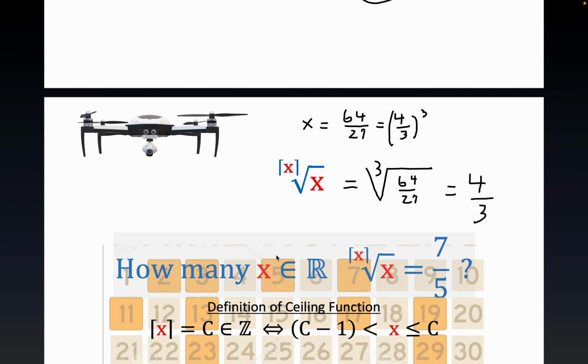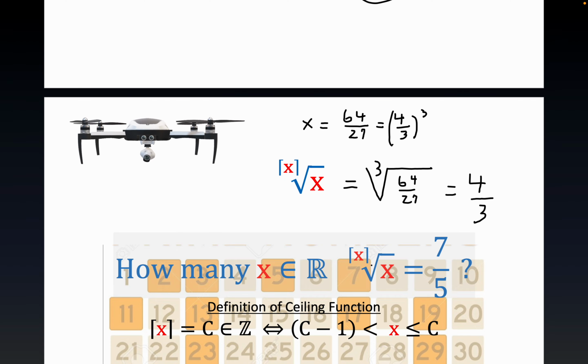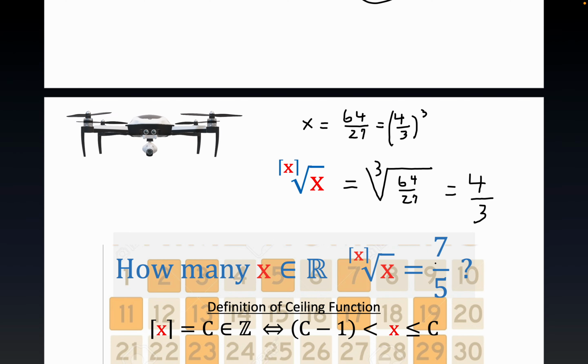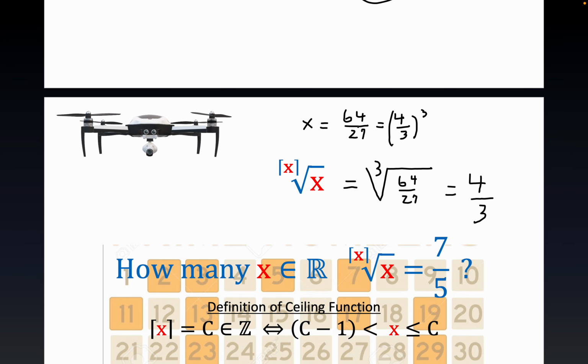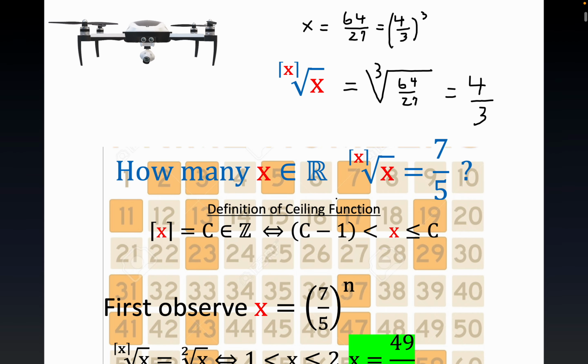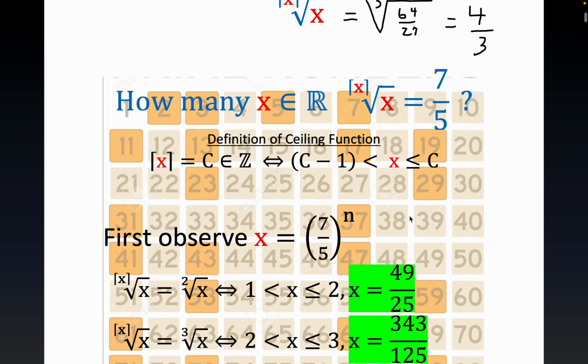the radical. Now, our more general question right here is, how many real valued x satisfy this equation? Notice this is exactly in the same form as this, except we just have a constant out here, 7 over 5. And I have the definition of the ceiling function here, which I actually used right up here to establish that 64 over 27 had a ceiling of 3. Now let's move along and see how this goes. We know that the answer has to be in this kind of form here, where n is a positive integer or a natural number.